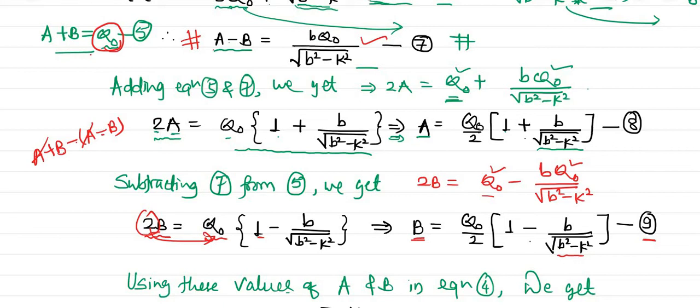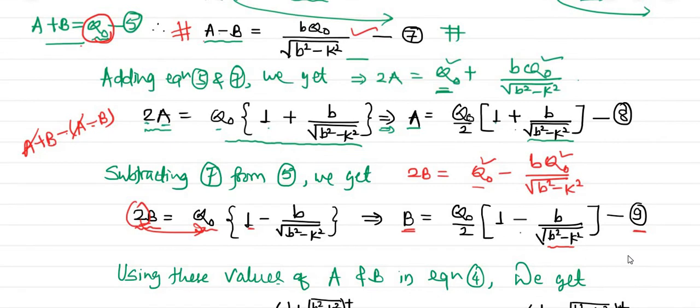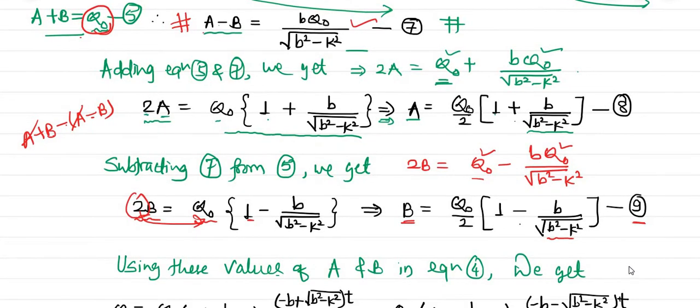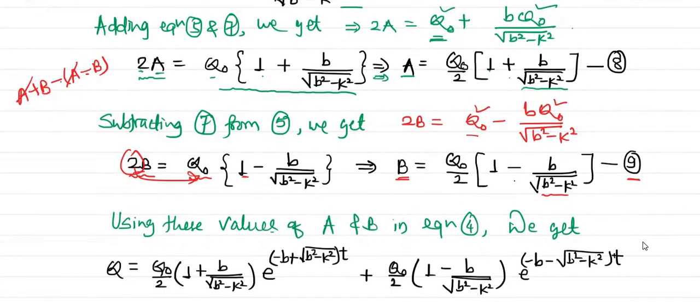Everything is almost set now. So let us substitute these values of A and B in our general solution, that is equation number 4. Can you recall equation 4?